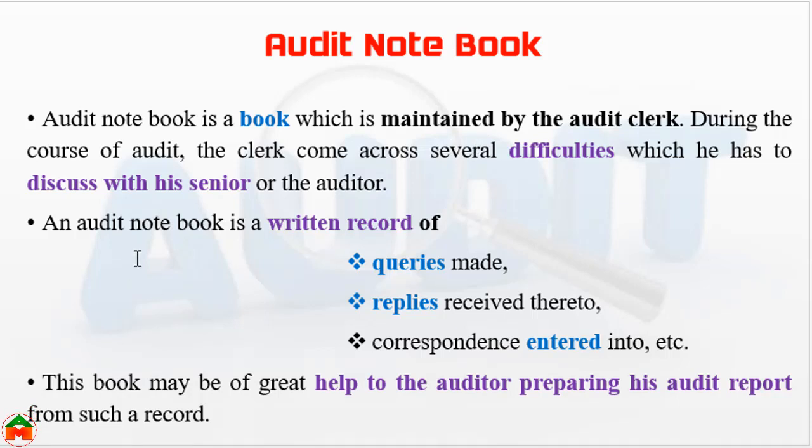That means an audit notebook is a written record of queries made, a written record of replies received thereto, and a written record of correspondence entered into. That means the summary of responses which has been entered into the notebook. So the audit notebook is the book maintained by the audit clerk, and it's a written record for writing the queries, replies, and ultimately the summary of replies.